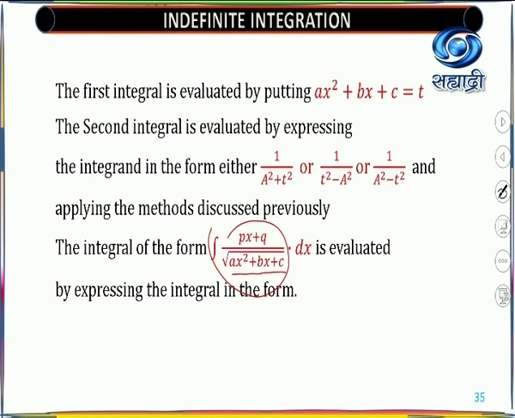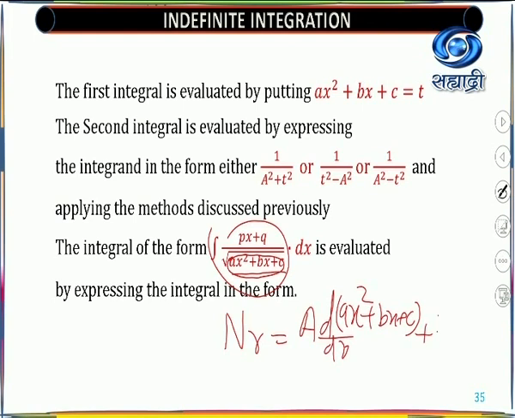The same method says that in this form also you are able to write your numerator as A into the derivative of, not the denominator, but whatever is inside the root sign. That means you have to write the derivative of ax square plus bx plus c, plus B. This way you need to write the numerator for the given integration.